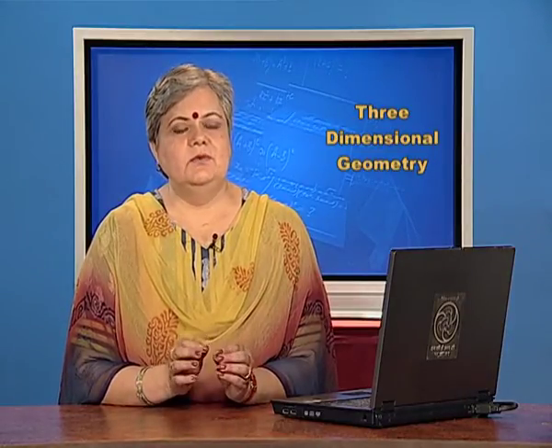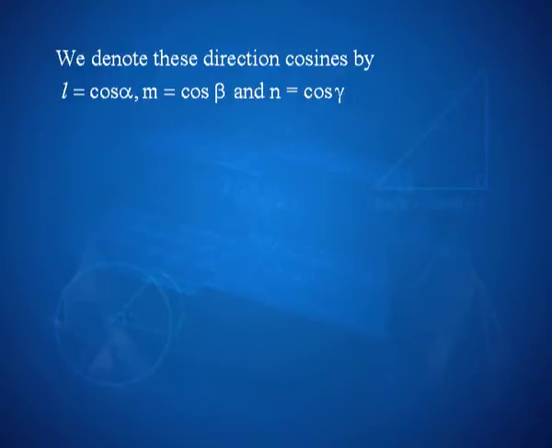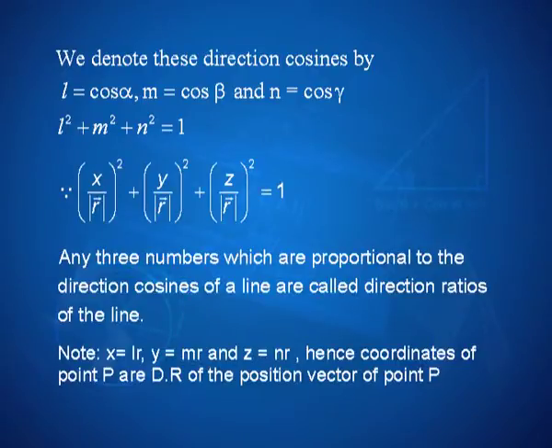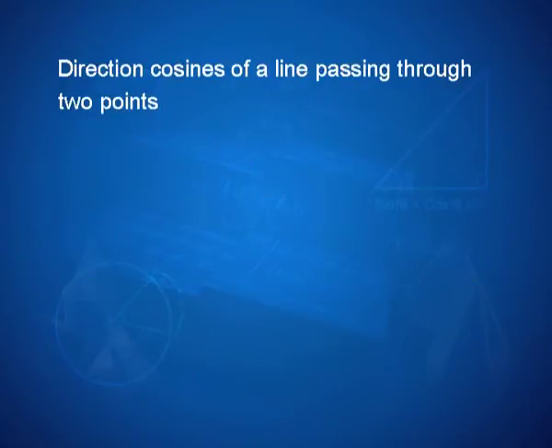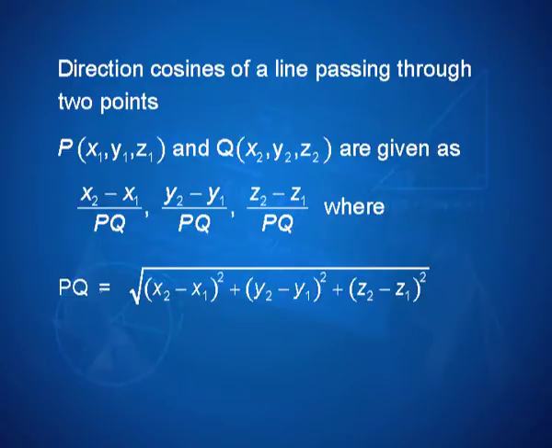Now, let us also look at some of the small results which will also be significant. The notation that we have for cos alpha, cos beta, cos gamma is l, m, n. They have a relation l square plus m square plus n square equal to 1, and any three numbers which are proportional to the direction cosines are called direction ratios. Some people also call them direction numbers of the line. Direction cosines of a line passing through 2 points P and Q is given by x2 minus x1 divided by the magnitude of the vector joining P and Q, that is distance PQ. Similarly, y2 minus y1 upon PQ, z2 minus z1 upon PQ. Now, these results will come in handy.